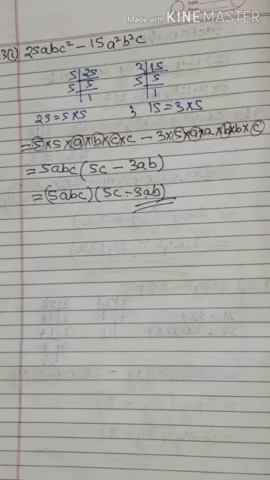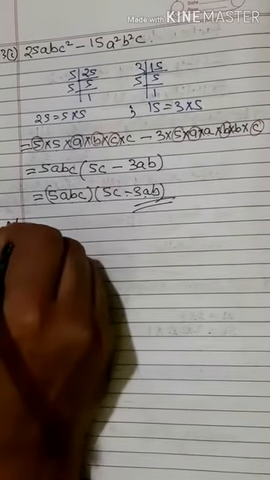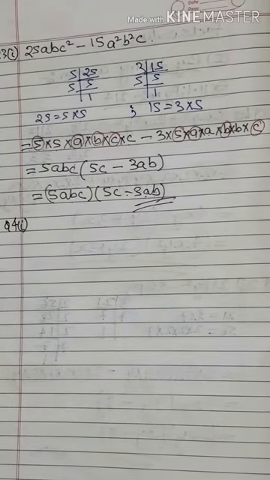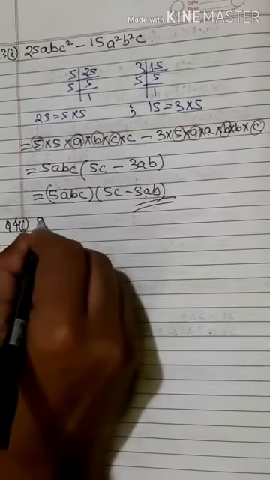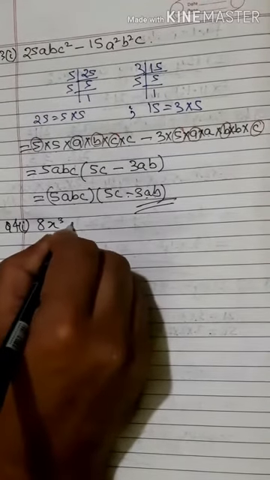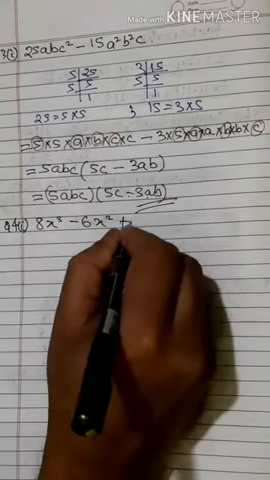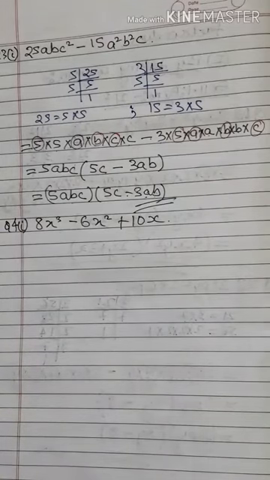Now let us take one more example wherein we have 3 terms. So I will take question number 4 Roman 1 from the same exercise 11.1. Question number 4 Roman 1 says 8x cube minus 6x square plus 10x. Okay, 8x cube minus 6x square plus 10x.